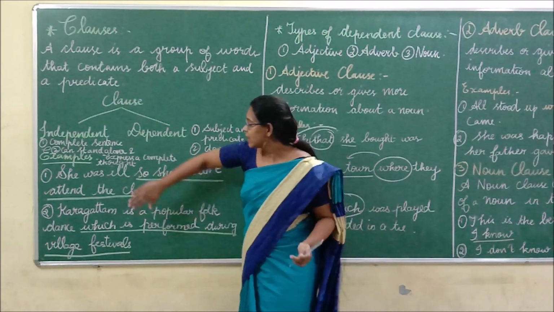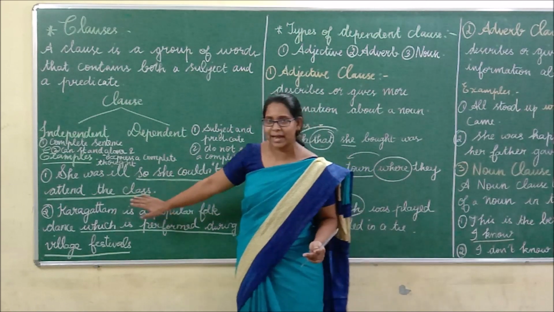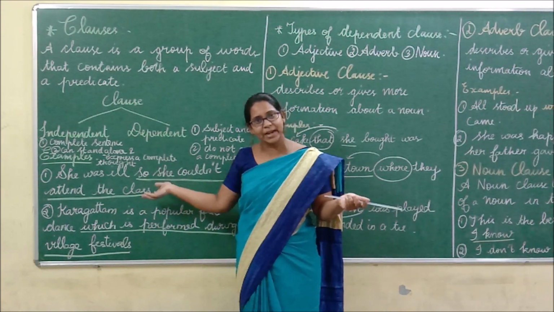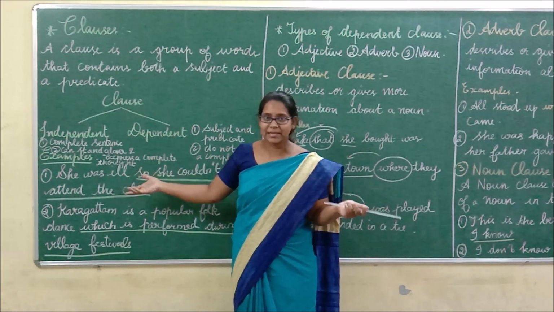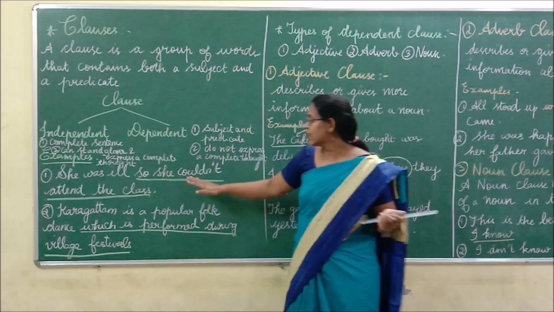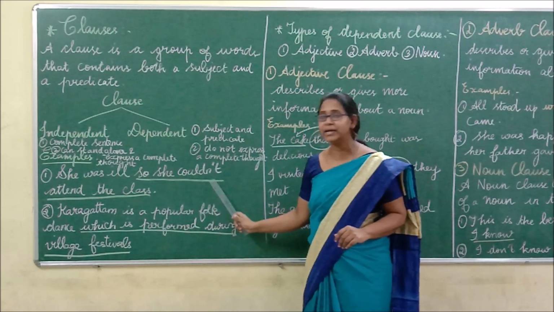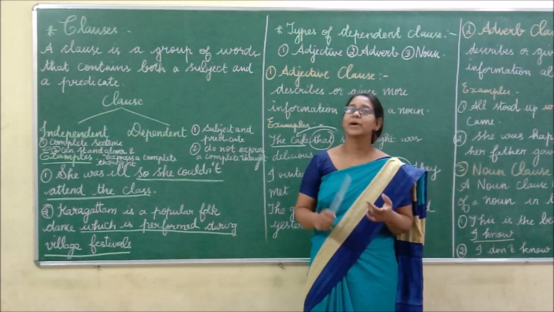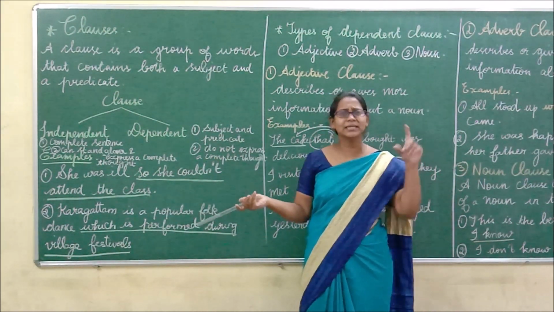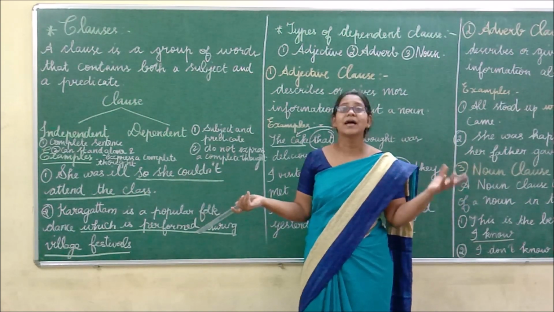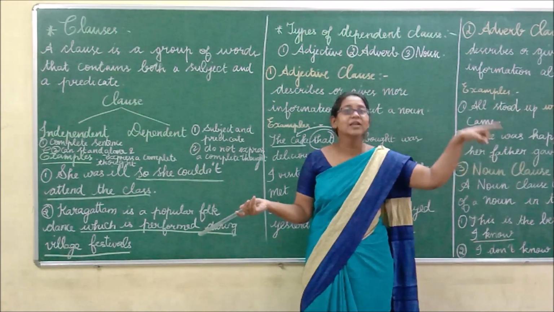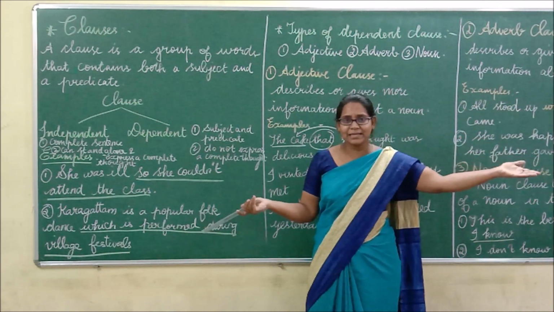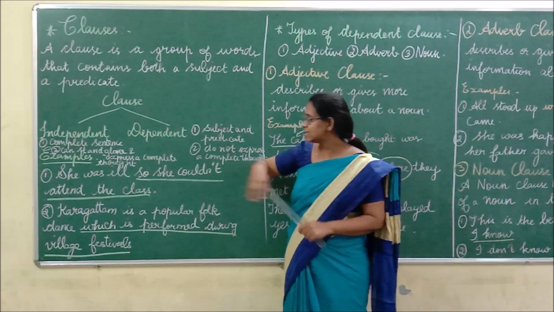But what is the difference? If we have only the first part, "she was ill," is it meaningful? Yes, it has subject and predicate, and it expresses a complete thought. But the next one, "so she couldn't attend the class," is meaningful, but something is missing, isn't it? Something has happened to her, so that she couldn't attend the class. Without "she was ill," this is incomplete.